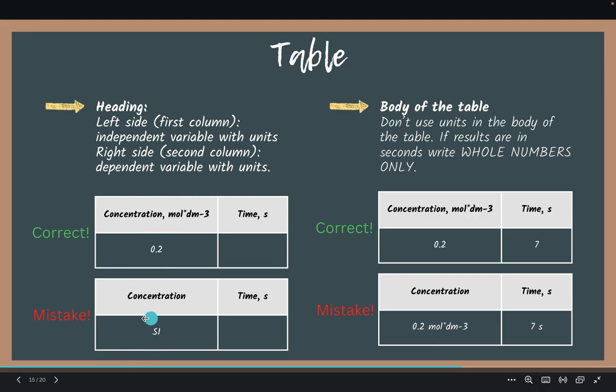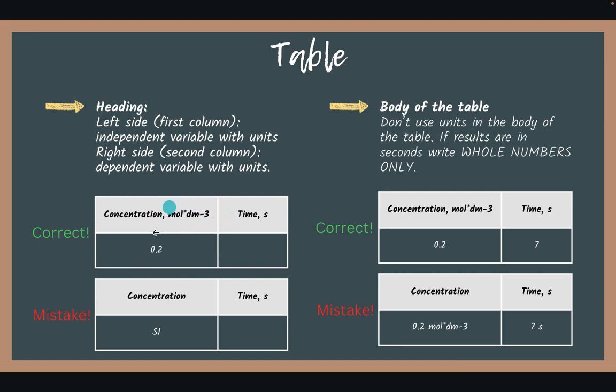You can write S1, S2, and S3, but please add one more column for concentration with units in the heading and with no units in the body as it is shown here. So you cannot use units in the body. This is the body of the table. This is the heading of the table. Units should be only in the heading, okay, for both dependent and independent variables. And please write seconds as whole numbers, okay? Seconds are always written as whole numbers.